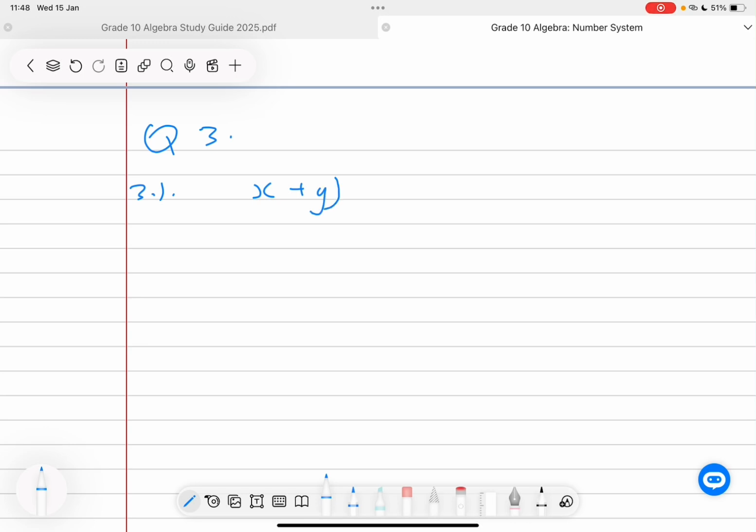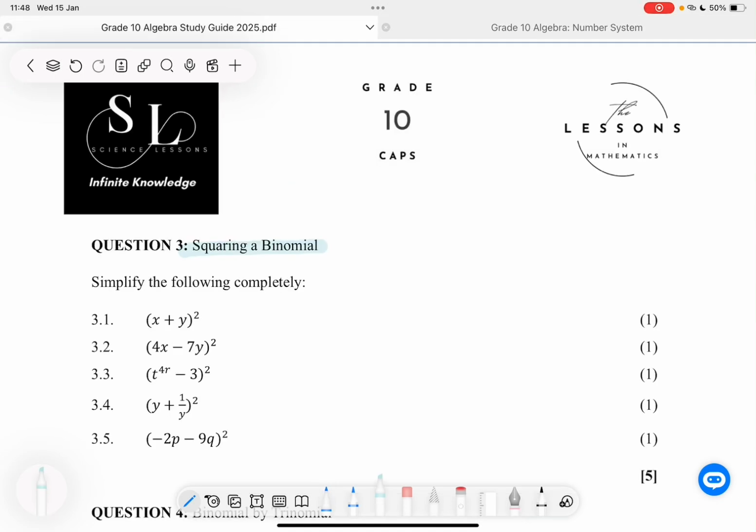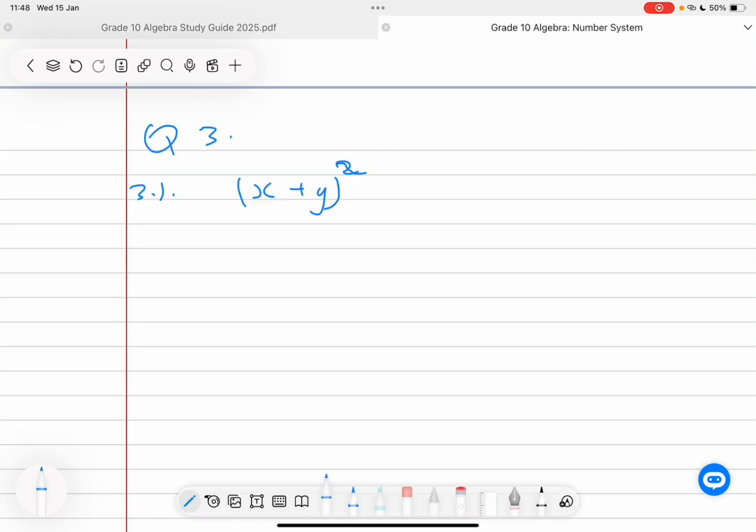of x plus y. So we say this is a square because we are squaring x plus y. We are squaring that number there. So we are squaring a binomial. Remember that this expression has the term of x and the term of y. So it's 2 terms, and we call that a binomial.